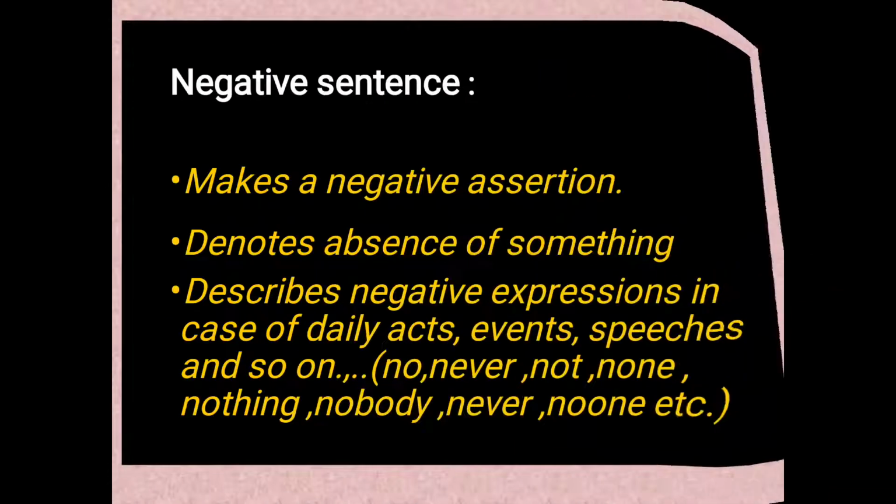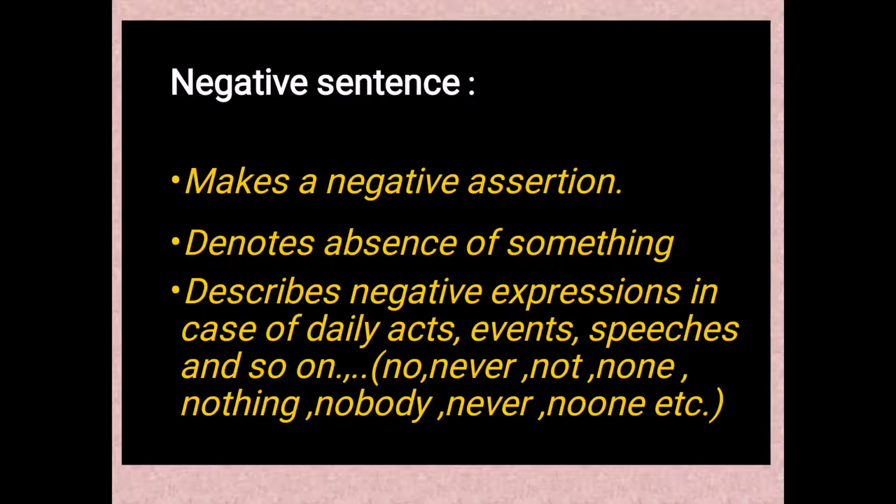Let's see what is a negative sentence. A negative sentence makes a negative assertion. It denotes absence of something, whereas an affirmative sentence denotes presence of something. And a negative sentence describes negative expressions in case of daily acts, events, speeches, and so on. Negation is shown through words like no, never, not, none, nothing, nobody.